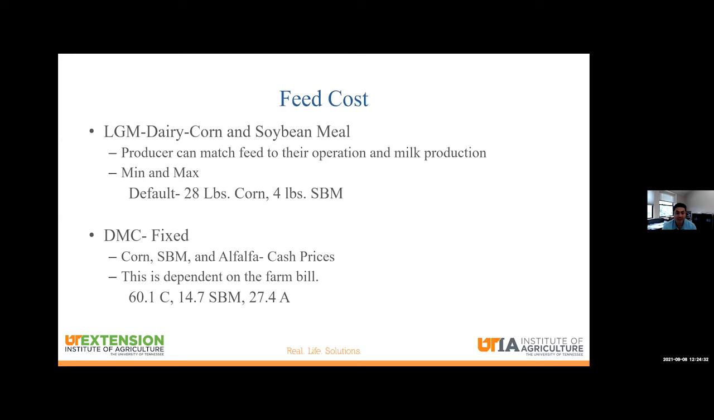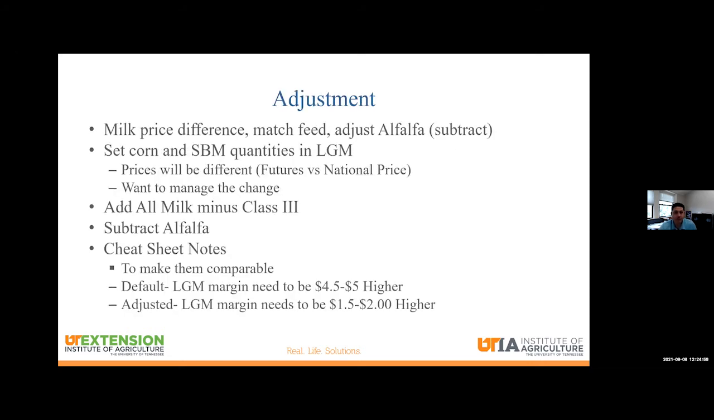Again, if we look at DMC, it's more fixed. They use corn, soybean, and alfalfa cash prices. And this is also dependent on the Farm Bill. I put that in there just because I want to highlight that as we move forward, the Farm Bill is going to be critical to DMC. But the default setting, again, what I wanted to show you and highlight is that there's an increased amount of corn for DMC, there's an increased amount of soybean meal for DMC, and there's also alfalfa there that's not in the LGM dairy. So if we just look at the programs, we're comparing apples and oranges at that point.